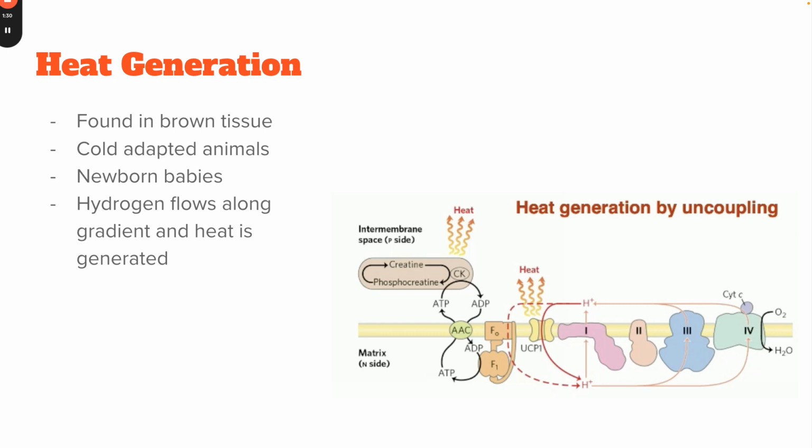Yeah, so essentially what happens is we have our hydrogen flowing along the gradient, and then heat is being generated and dissipated throughout the body.